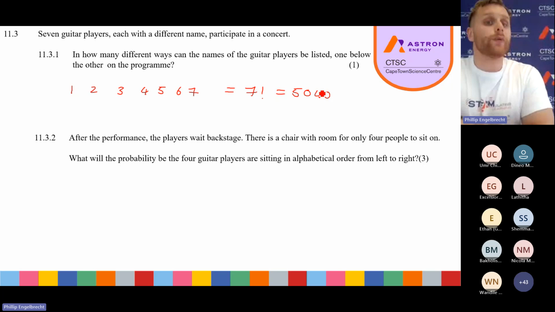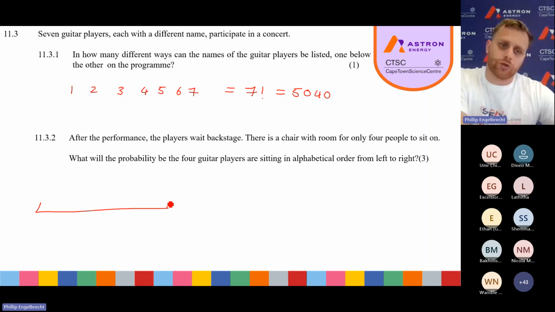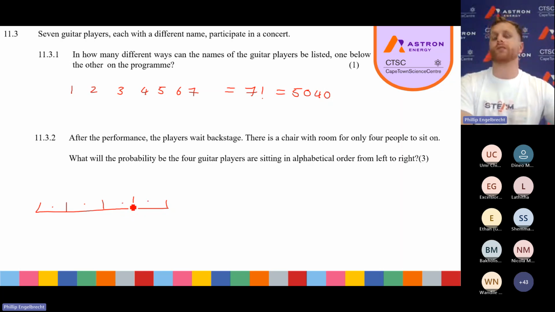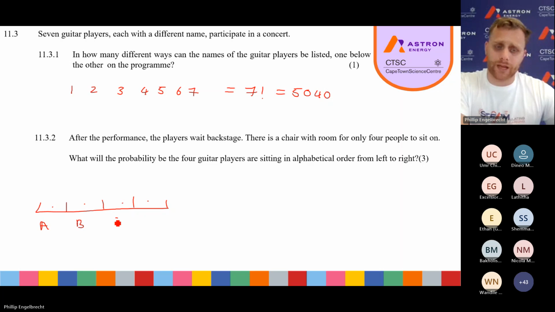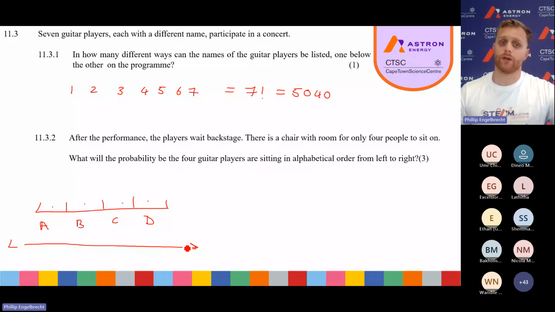Then it says, after the performance, the players wait backstage. There is a chair with only room for 4 people to sit on. Okay, what will the probability be that the 4 guitar players are sitting in alphabetical order from left to right? So there's a chair, and we have 1, 2, 3, 4 places for these people to sit on. On top of that, they are going to sit in alphabetical order from left to right.